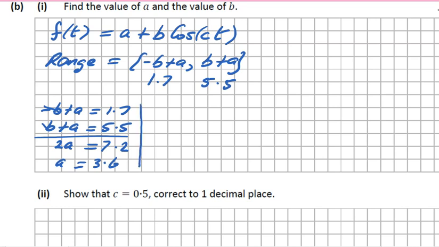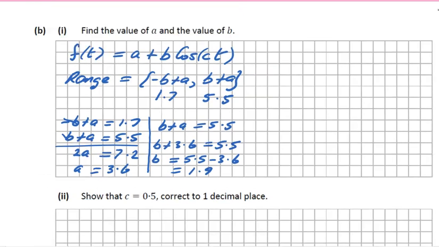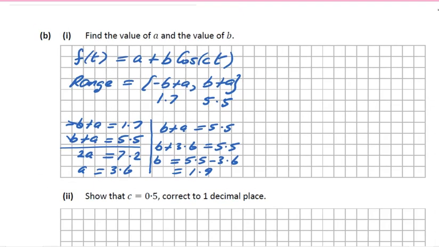Now fill that back in. Take b plus a is 5.5. So b plus 3.6 is equal to 5.5. b is equal to 5.5 minus 3.6, which is 1.9. And that's b part I done. We have a and b now.